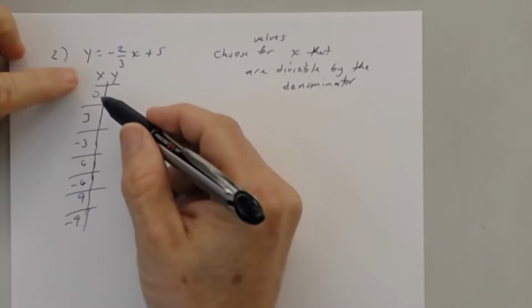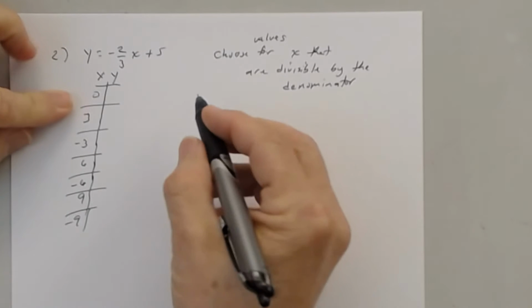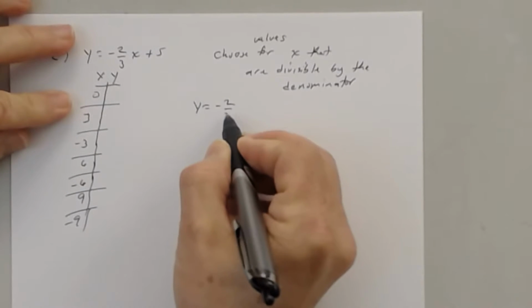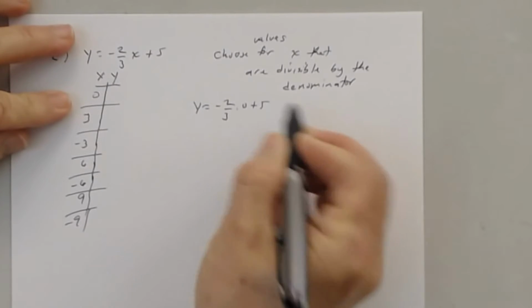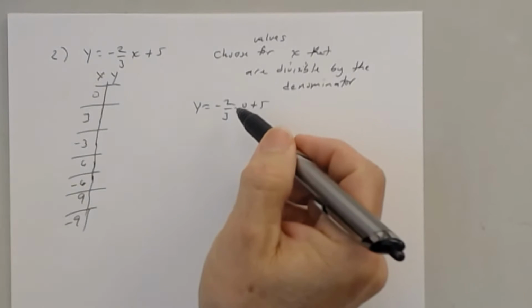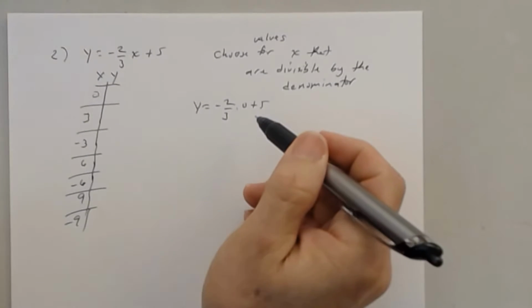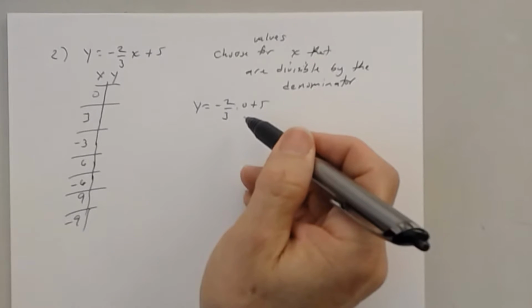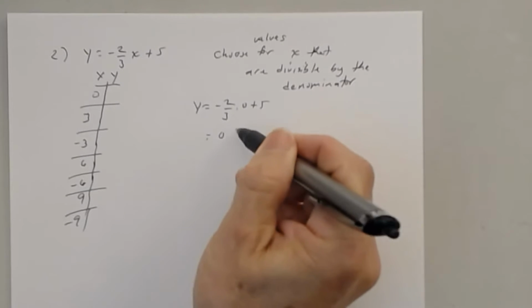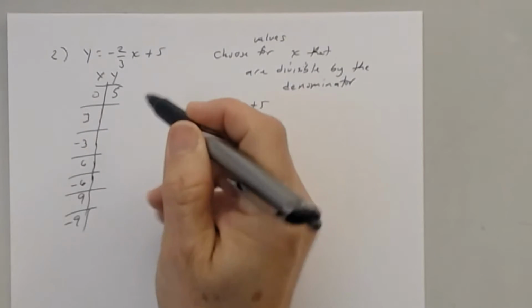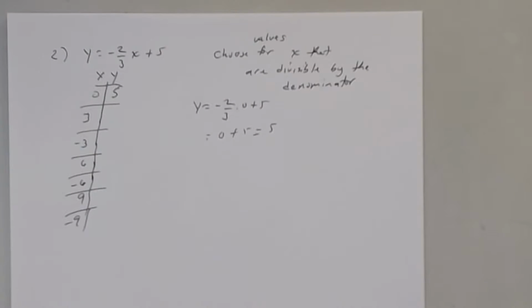So if x is 0, that one's a little bit easy, because when x is 0, I get y equals negative 2/3 times 0 plus 5. Now, agree? But remember, order of operations. Here I'm doing multiplication and an addition. What operation do you do first? Multiplication. Negative 2/3 times 0 is just 0. And what's 0 plus 5? 5. So I found one of my points. One of my points is (0, 5).